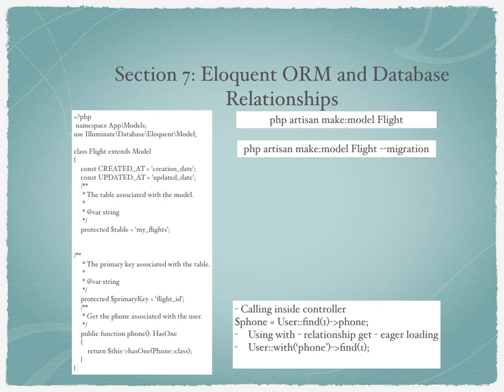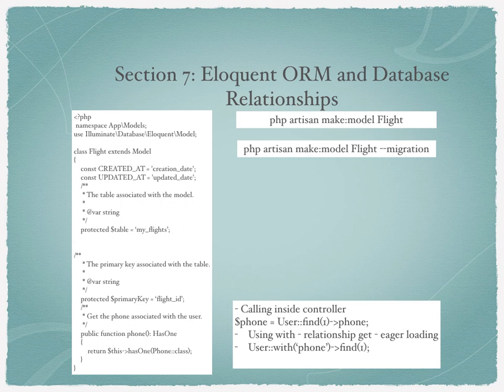But how actually do we use it in Laravel? You can see it on the screen. I have added some screenshots of the code. So if you see, the class Flight extends the Model. Okay, so Eloquent ORM and database is mainly used inside the model. Okay, the model resides in the app folder, in the Models folder.